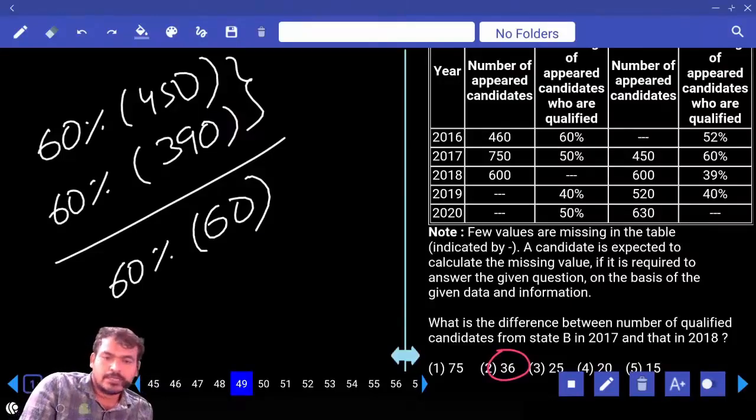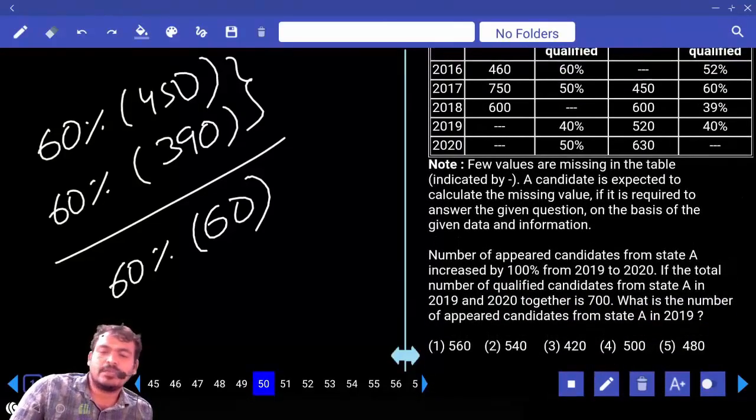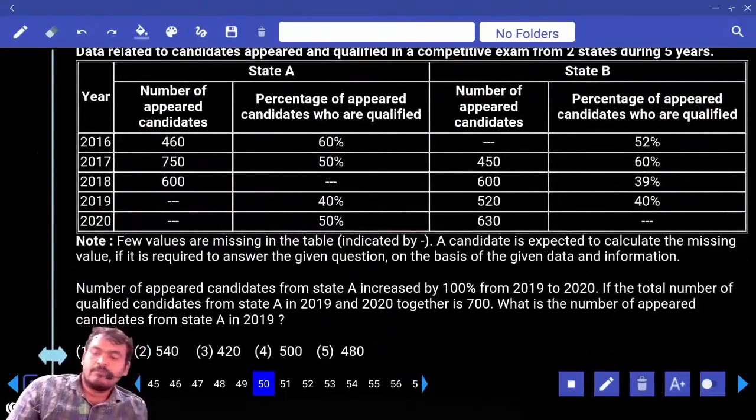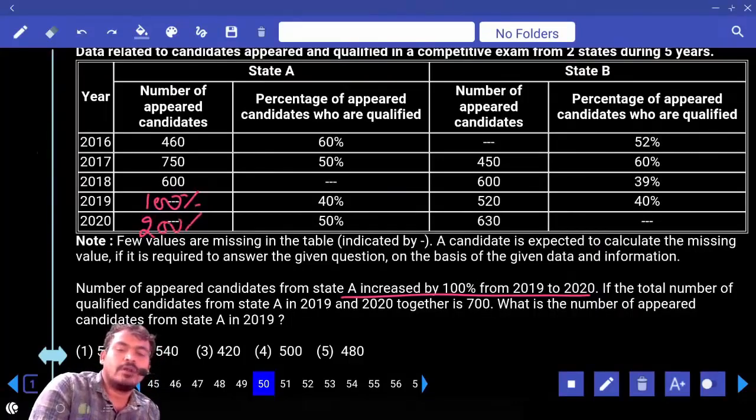Okay. Next, 50. Number of appeared candidates from state A is increased by 100% from 2019 to 2020. If the total number of qualified candidates from state A in 2019 and 2020 together is, how much? 700. What is the total number of appeared candidates from state A in the year 2019? First, from 2019 to 2020, appeared candidates are increased by how much percent? 100%. Suppose in 2019 it will be taken as 100%. Then 2020 it will become 200%, or not? 200%. Out of 100%, how much percent are qualified in 2019?